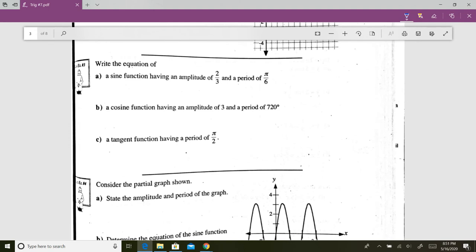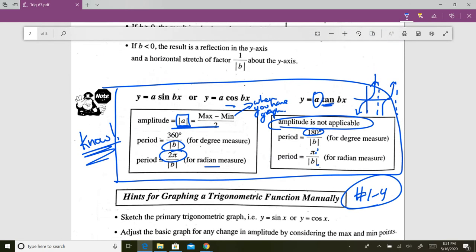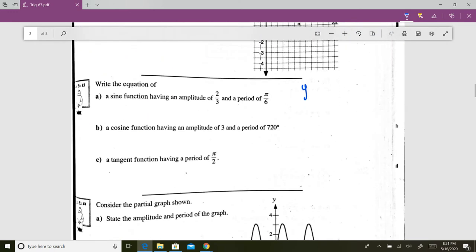Now I'm going to tell you what the amplitude and the period are, and we have to figure out the equation. So remember, these are the general equations here. Okay, I'll write them here. Y is equal to a sine bx, and it's the same for cosine. All right, so a sine function having an amplitude of 2/3. As soon as you see that, that's your a value. And a period of pi over 6.